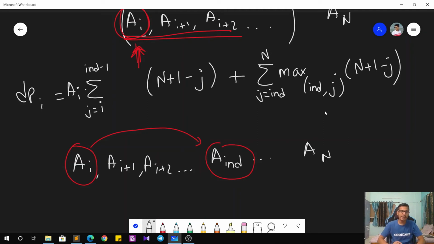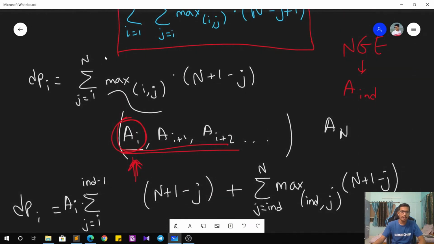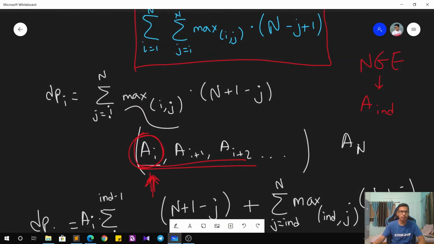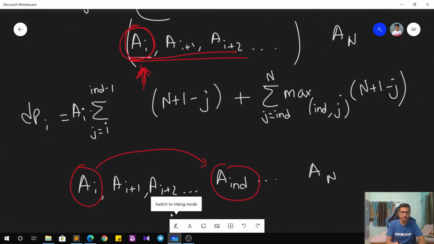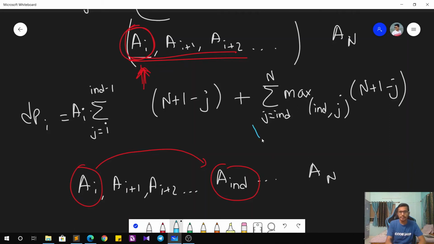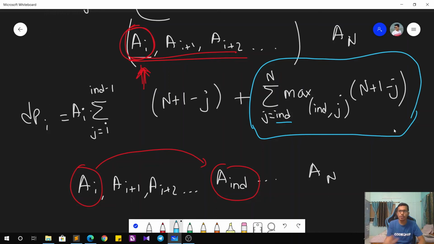And now you may see some similarity with our dynamic programming problem. What was dp of i initially defined as? If you go up, dp of i was defined as the summation for j equals i to n of max of i comma j into n plus 1 minus j. And here, this is exactly the same thing. This second term is exactly the same thing, just that instead of dp of i, it is dp of ind. So this whole thing is already pre-calculated. Why? Because ind is an index present to the right of i, and because we are iterating from right to left for i, this is pre-calculated.